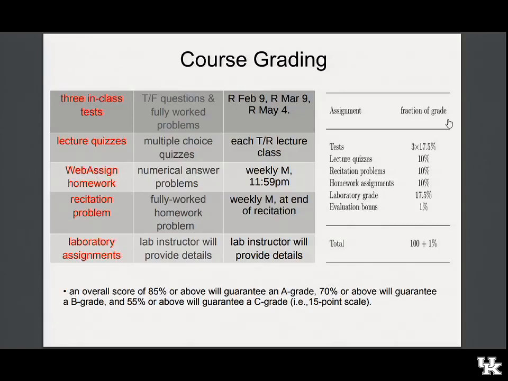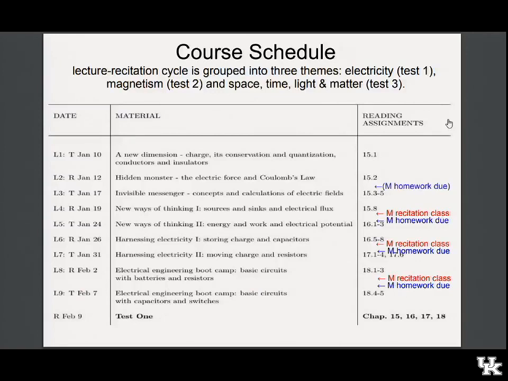Okay, last slide, organization. So I mentioned that there's this weekly cycle, but over the course of the semester, there are also three themes or three major topics to the course. There's electricity, magnetism, and then the last one, which is really matter, light, space, and time. And corresponding to those three themes, there'll be three tests.